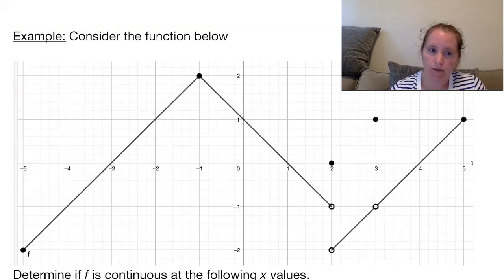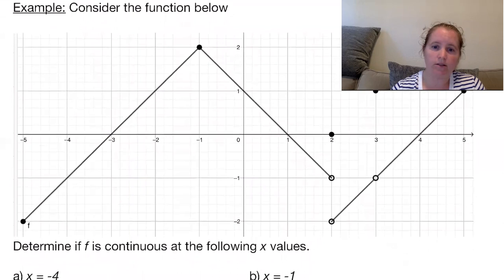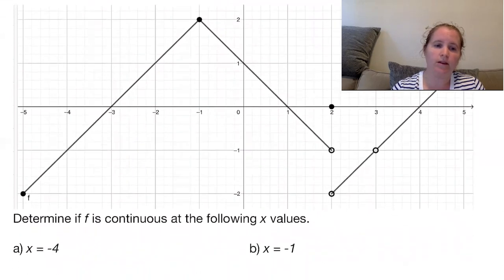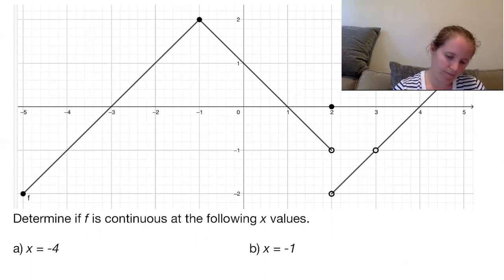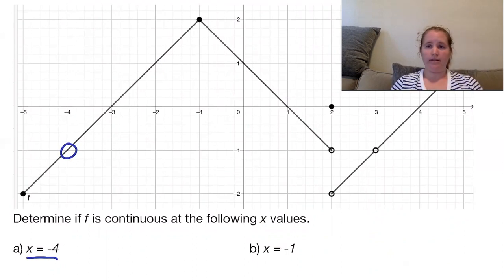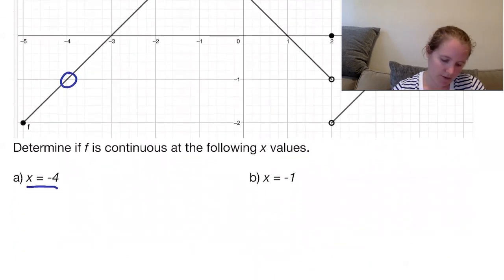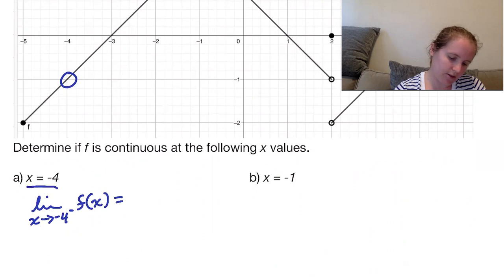Right? So we have to determine if f is continuous at the following x values. First up, we have x equals -4. So if we look at x equals -4 on the graph, we are looking at this location here. That line definitely seems to just go straight through at -4, but we could always check. So if we look for the limit as x approaches -4, coming from the left, we appear to be approaching -1 for our y value.